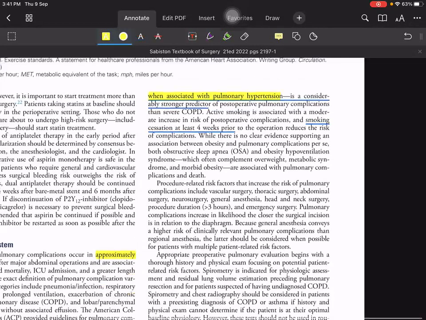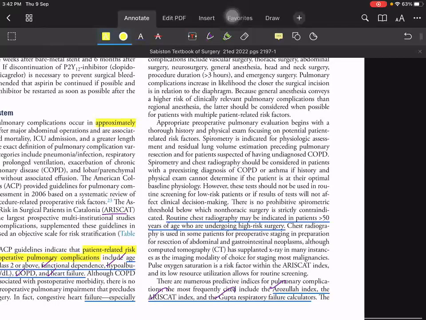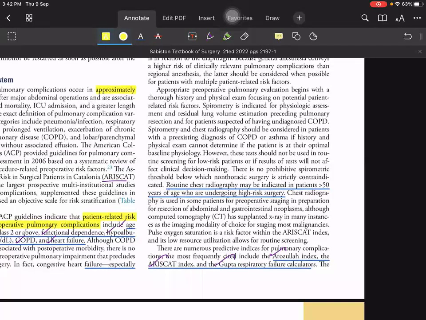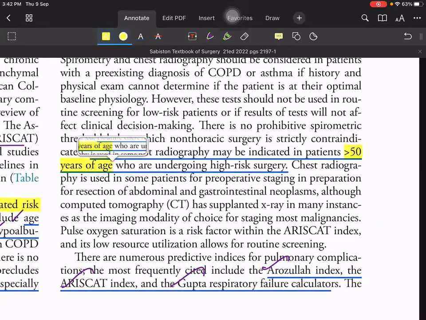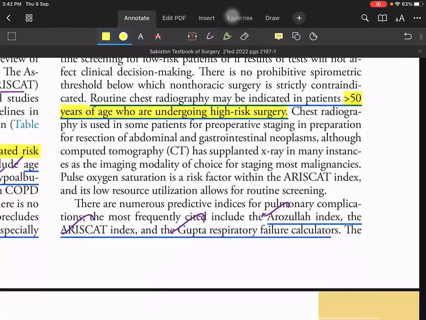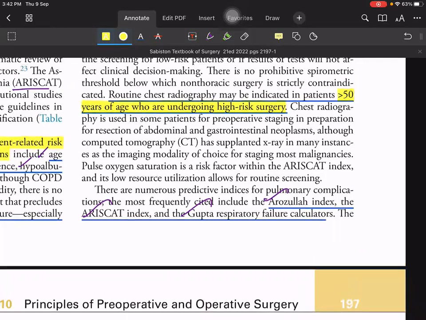So smoking cessation, how many days should smoking be stopped? Cessation of smoking at least 4 weeks, that means 1 month prior to surgery, for better outcome. Next question: routine chest radiography may be indicated in patients greater than 50 years of age who are undergoing high risk surgery. They're asking about pulmonary complications, so it is not a routine chest X-ray; especially for pulmonary complication, above 50 years you have to take chest radiography.